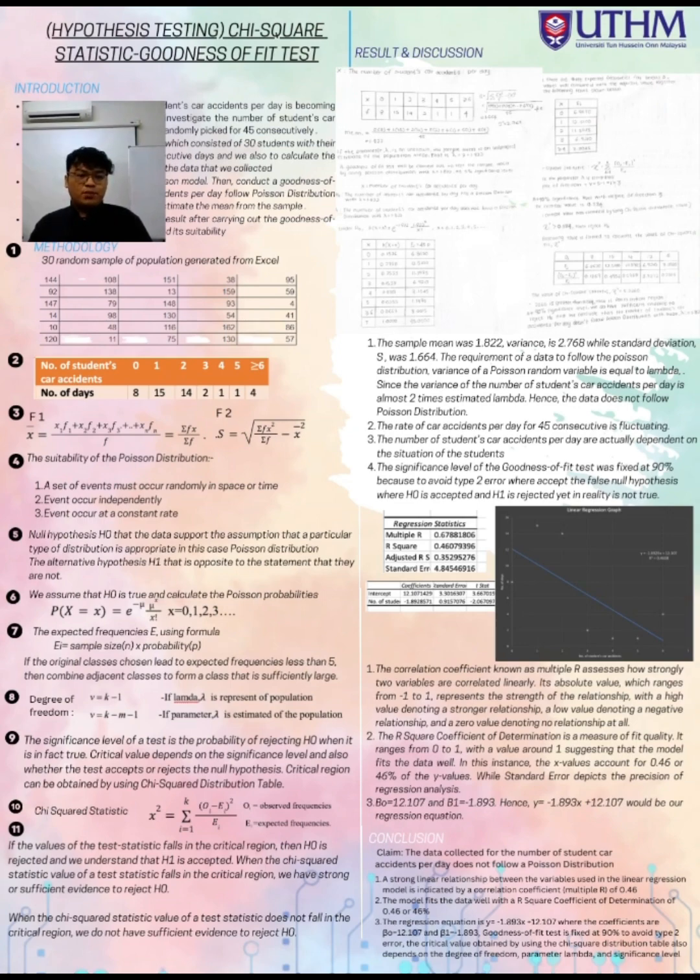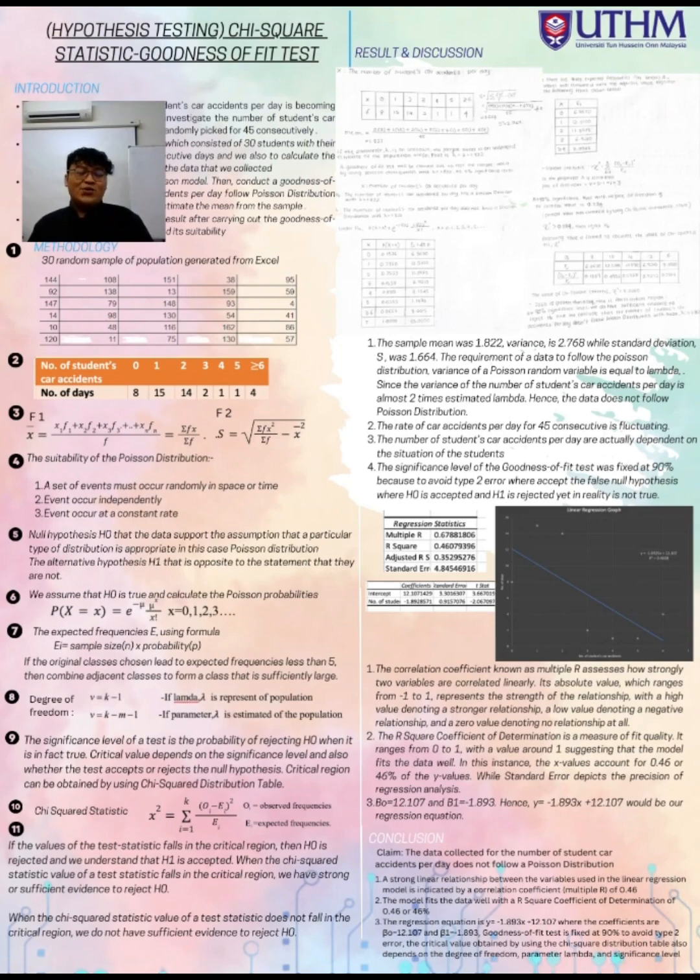So for number four, we are going to check whether the case we are using is suitable for the Poisson distribution. It is under three criteria. One, it must be a set of events that occur randomly in space or time. Two, the events occur independently. Three, the events occur at a constant rate.